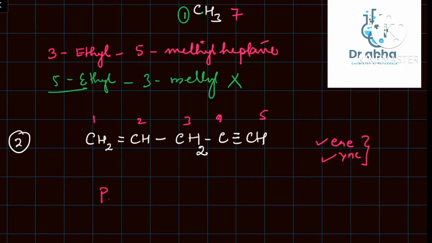So the word root is going to be pent. Word root is pent, right? And 1 is ene and 4 is ine. Please remember this E has been deliberately dropped. 1 is ene and 4 is ine.